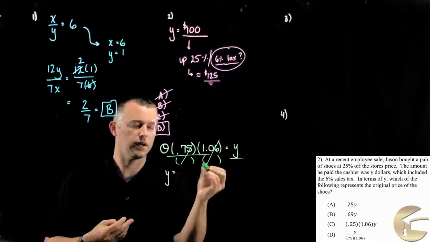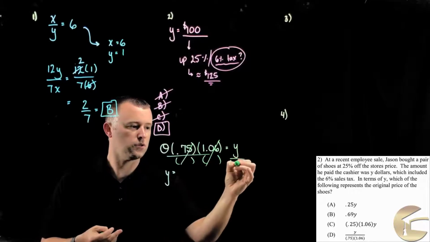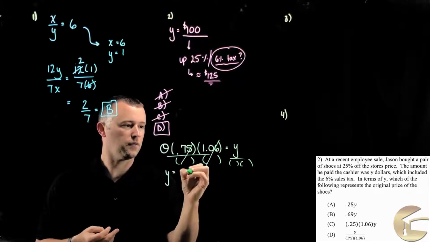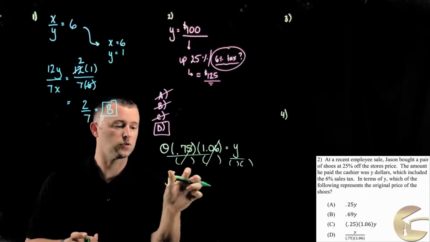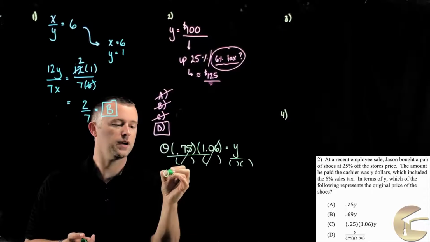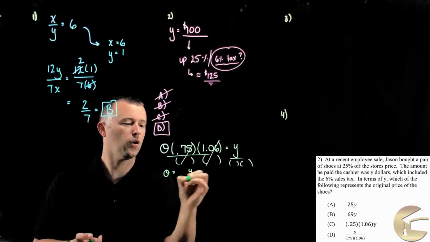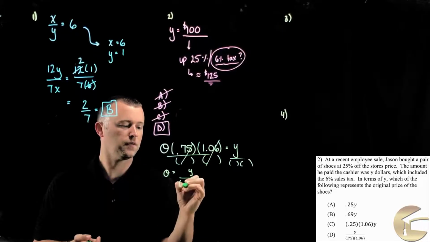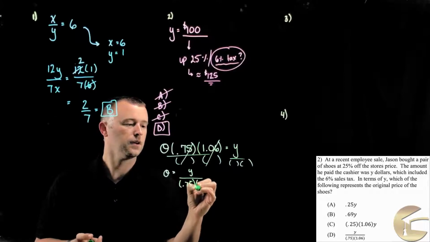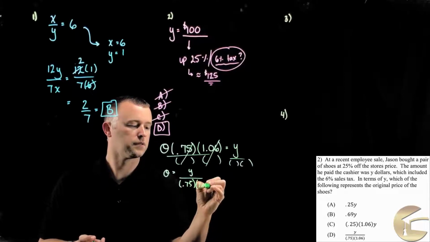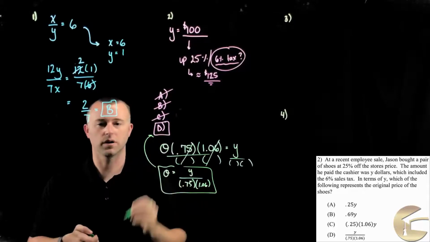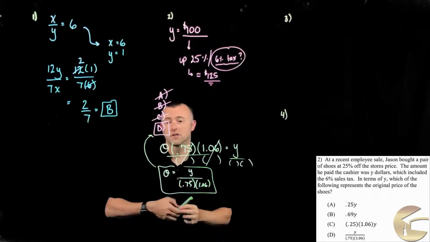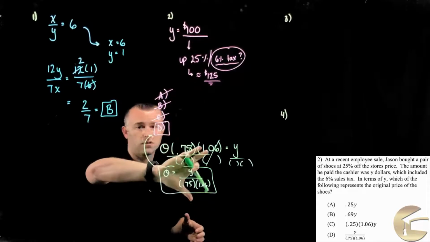So you'll notice y ends up equaling this if you divide both sides by these values. I'm not going to write them all out again, but in this case, they wanted the original price, so we're looking for theta. So theta equals y over 0.75 and then 1.06. And that's what our answer ended up being anyway, so that's where D comes into play. So that's going to be number 2. This is plugging in, that's solving algebraically.